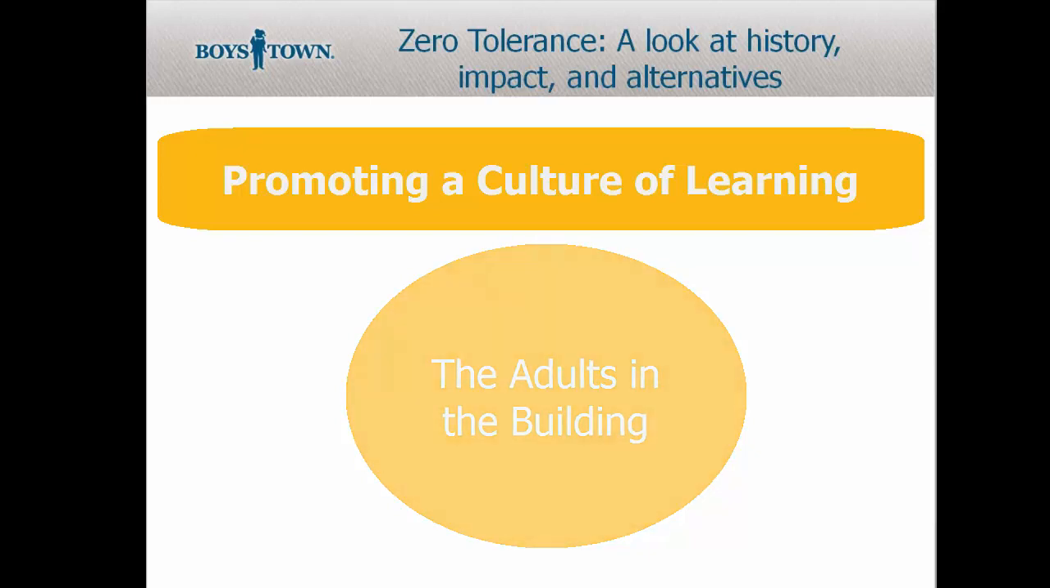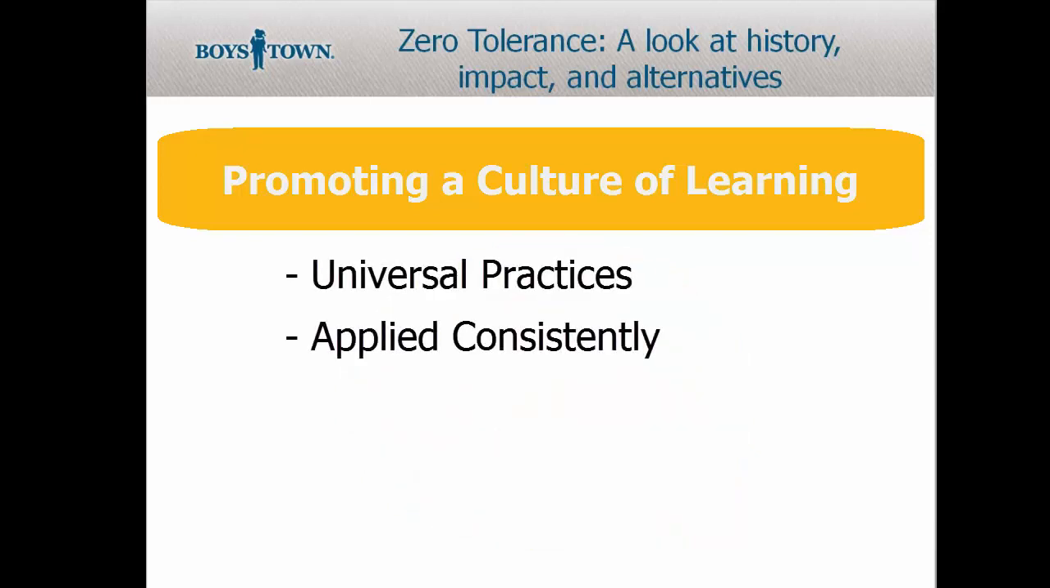So how do we do that? Well, we know that if we have universal practices in place that are applied consistently, we can increase academic achievement by between 18 and 21%. This is some research that was conducted by CASEL, the Collaboration for Academic and Social Emotional Learning. Those universal practices, when implemented, contribute to a climate of consistency, predictability, and safety.